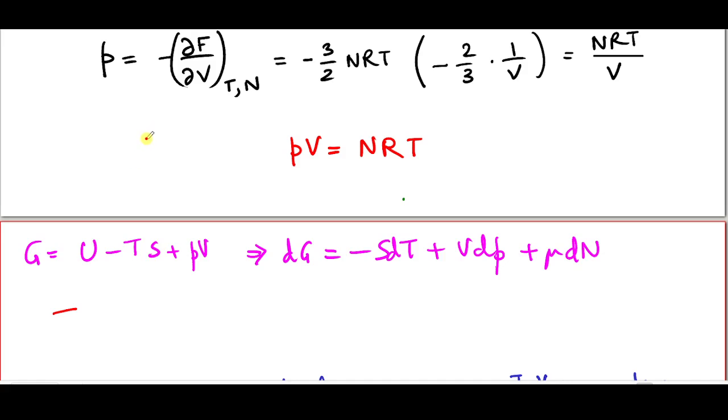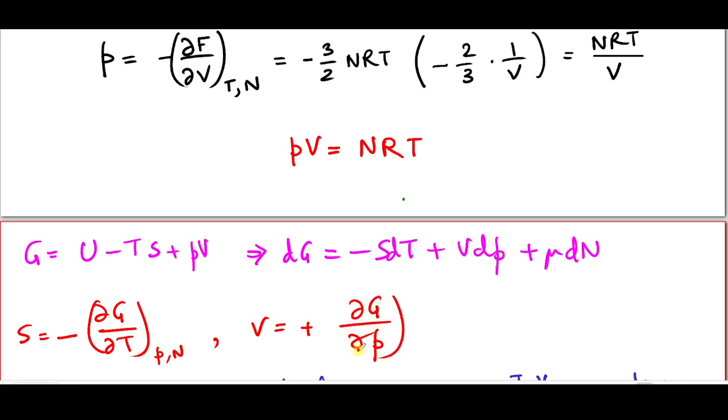If you differentiate with respect to the temperature, keeping P and N fixed, you're going to get minus S. So S equals minus del G del T at constant P and N. Volume is plus del G del P at constant T and N. And mu, once again, is a partial derivative with respect to N. But this time it's a partial derivative of the Gibbs free energy with respect to N, with temperature and pressure held constant.